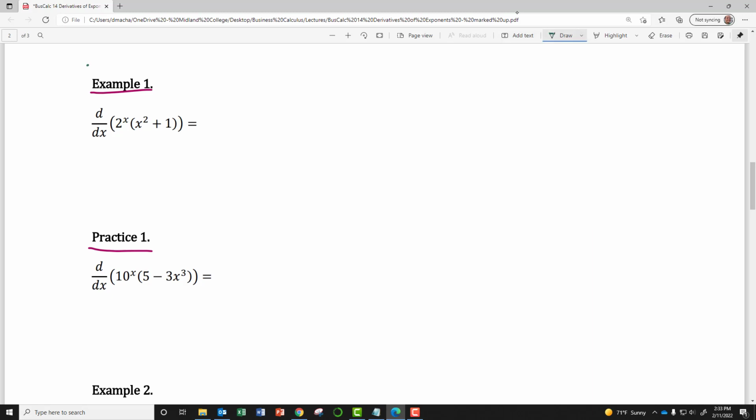So my first example, I have the derivative of 2 to the power x times x squared plus 1. And so I have a product of two functions, right? And so I'll name this 2 to the x my f function and this x squared plus 1 my g function. And my product rule says that when I'm trying to take the derivative of f times g, what I'm going to have to do is set this equal to f prime g plus fg prime.